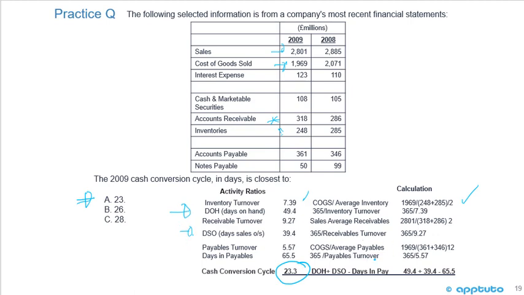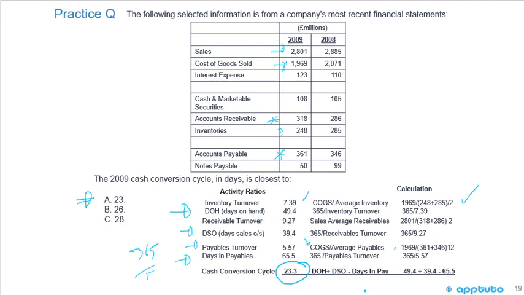And the payables, again here, you see they're not giving us the purchases. So in that case, they're using cost of goods sold as a proxy for the purchases. As I said, you can do that in some cases. So it was the 1969 divided by the average payables, which we had down here. That's going to give us a payables turnover of 5.57. 365 divided by the turnover always gives us our number of days, 65.5.